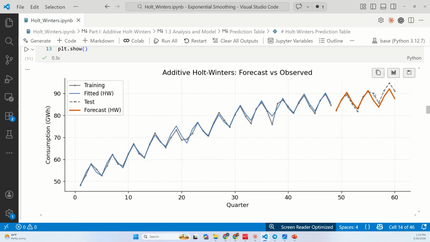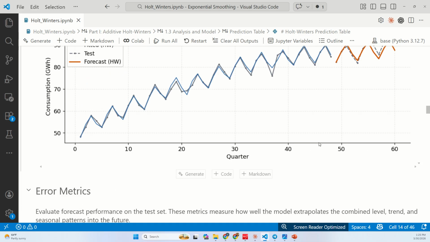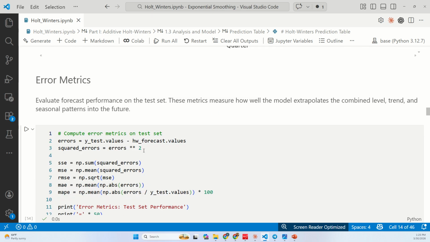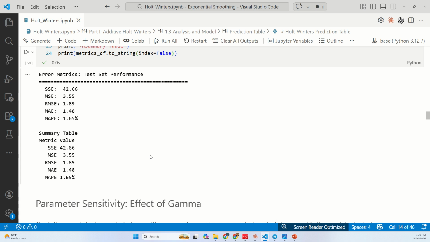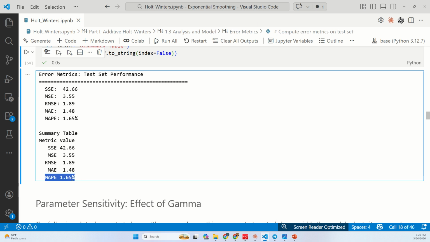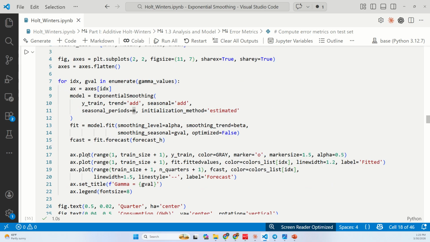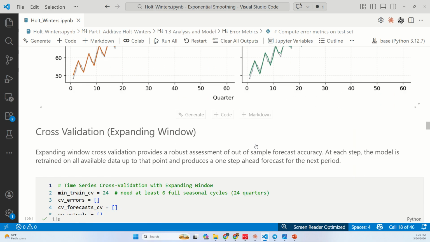So here you can see the forecast, which follows the pattern. But that's not what is most important here. This is a visual validation, but more importantly, we need to measure the real metrics. When we do that, we get that the mean absolute percentage error is 1.65%, which is a small error. It means that our model is fitting the time series in a good way. We can play with gamma.